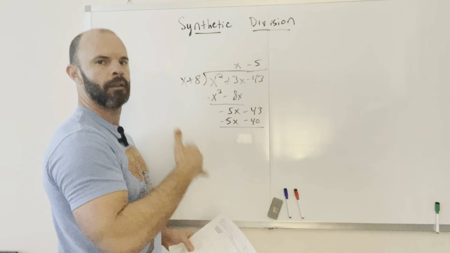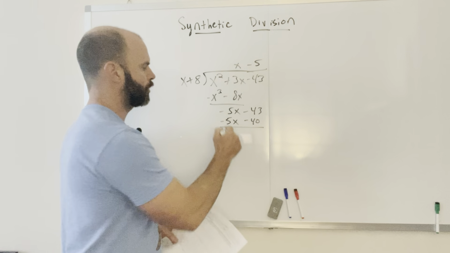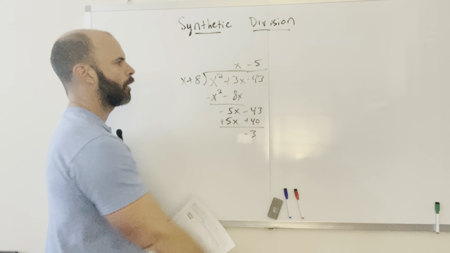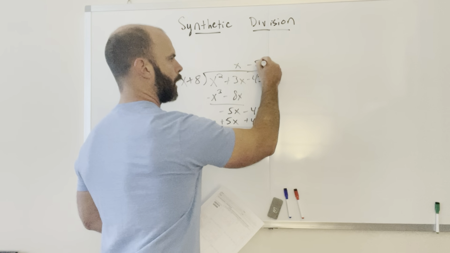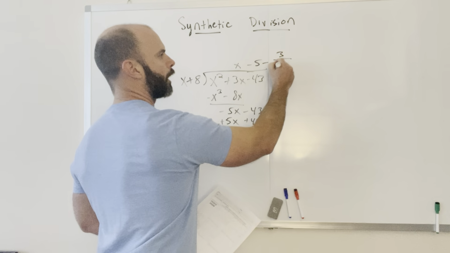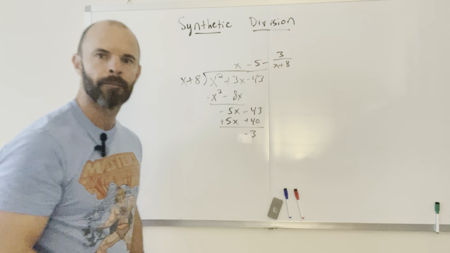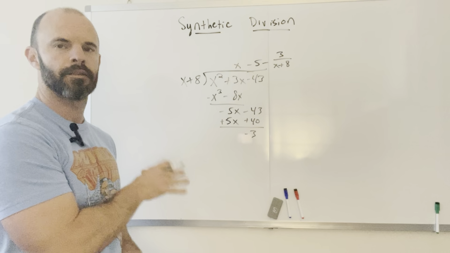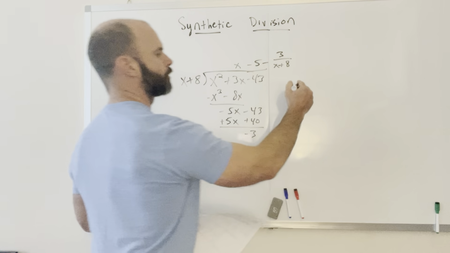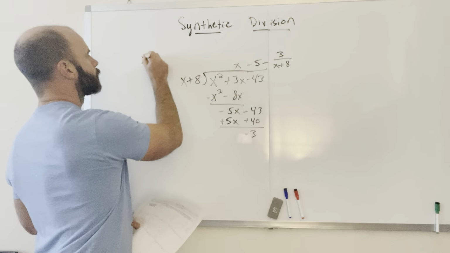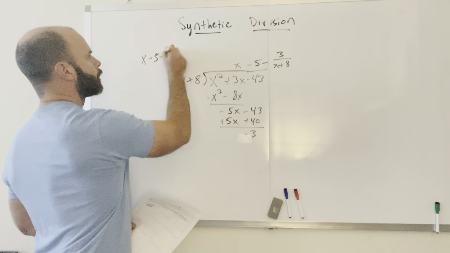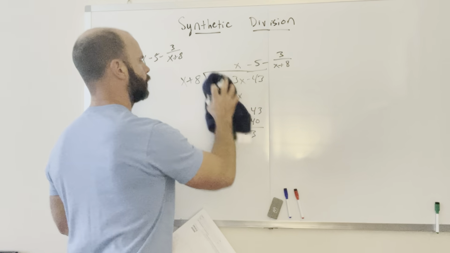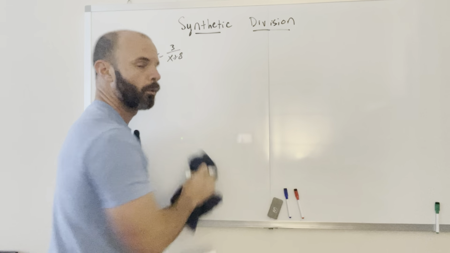But again, like we talk about, division is subtraction. So plus, plus, negative 3. So I'm left with a remainder of minus 3 over x plus 8. Okay. All right, so now let's use that same problem. So we know the answer is going to end up being, we'll put it over here, x minus 5 minus 3 over x plus 8. But instead, I want to do it a quicker way, right?